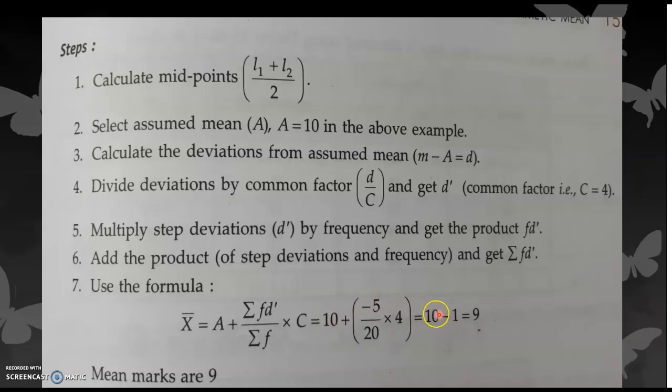So 10 plus minus 1, that means 10 minus 1 is equal to 9. So mean marks are 9. X bar is equal to 9. So children, you have to study both methods, direct method and also the step deviation method.